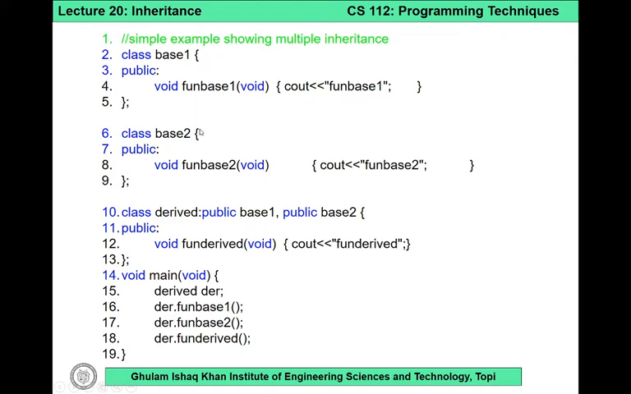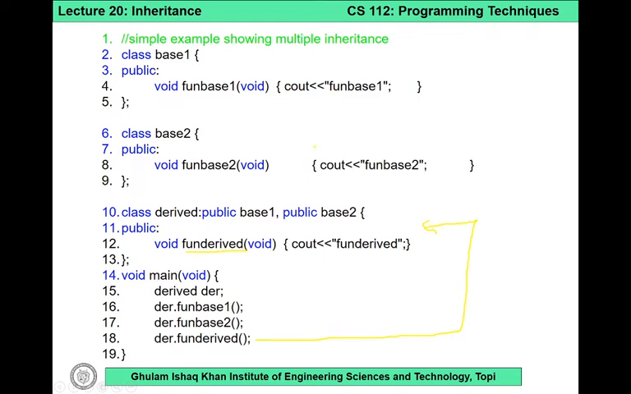And again in this case there was no naming conflict. And in the third case, we are calling the fun derived function through the instance of the derived class. So first of all it will go to the derived class and it will try to search for the fun derived function which is available here. So it will be simply calling this function.